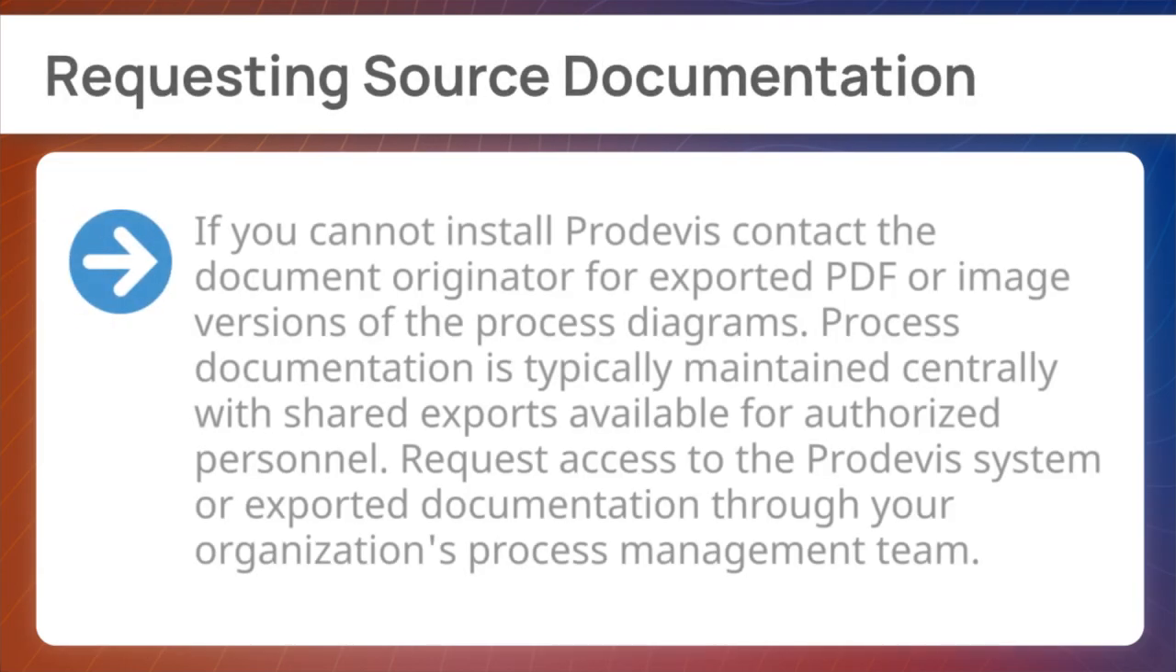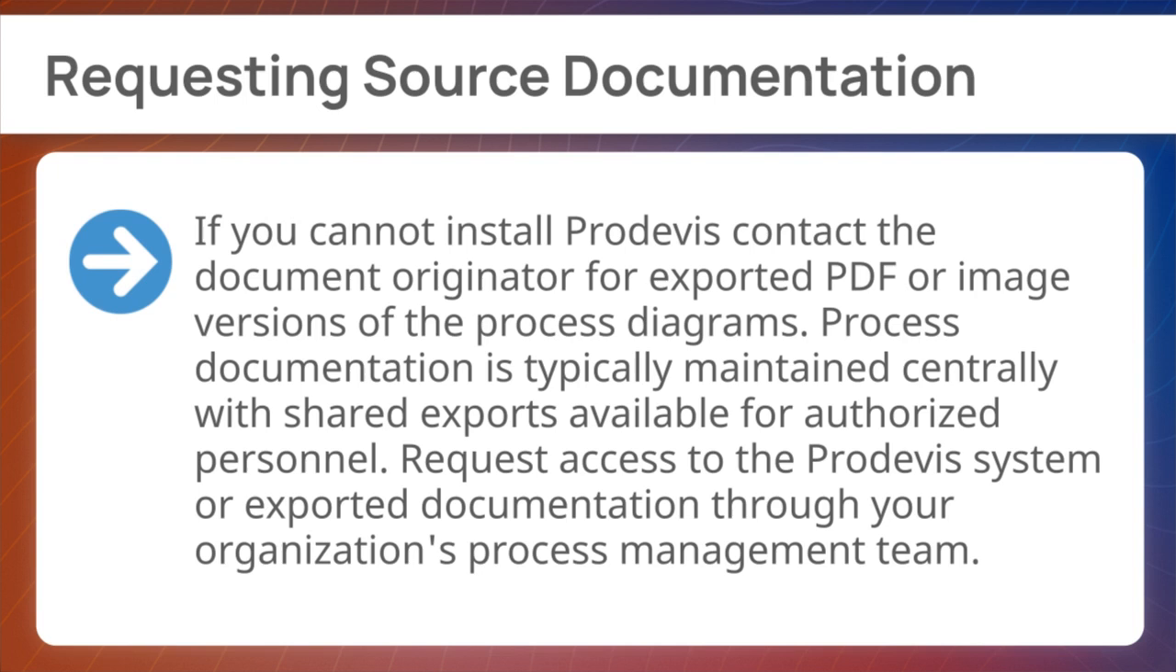Finally, requesting source documentation. If you cannot install Prodevis, contact the document originator for exported PDF or image versions of the process diagrams. Process documentation is typically maintained centrally, with shared exports available for authorized personnel. Request access to the Prodevis system or exported documentation through your organization's process management team.